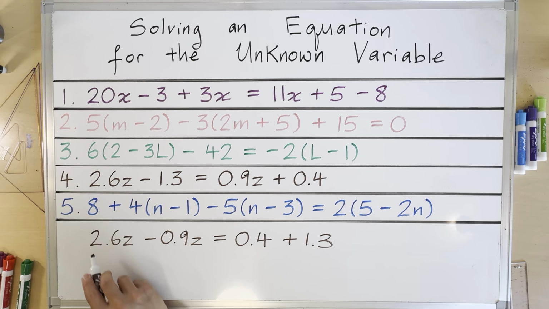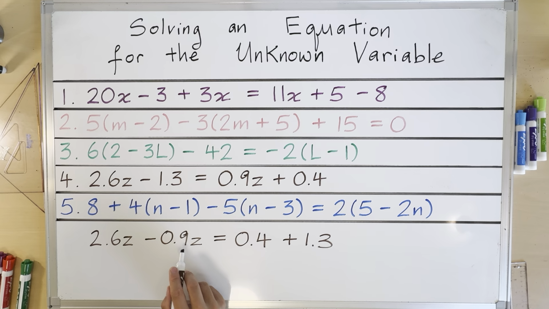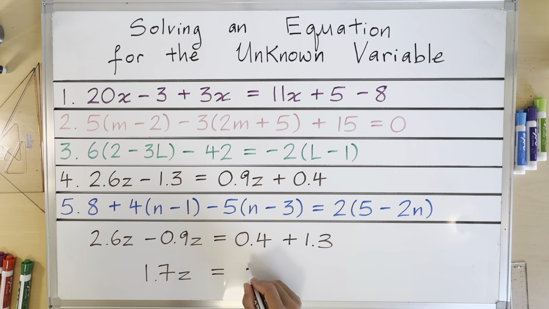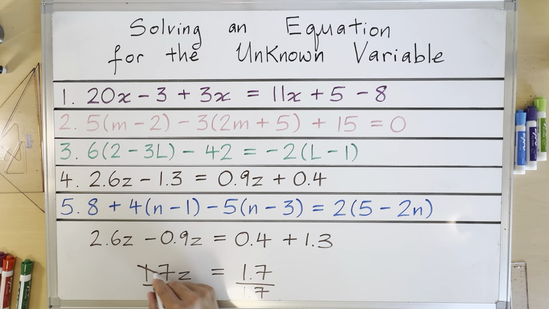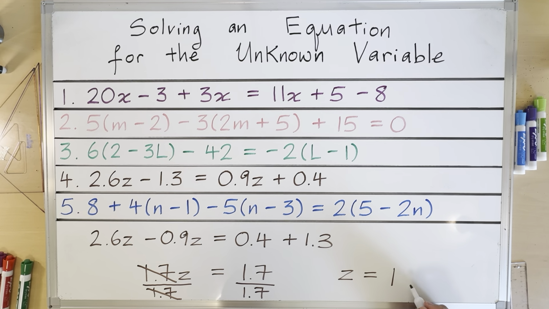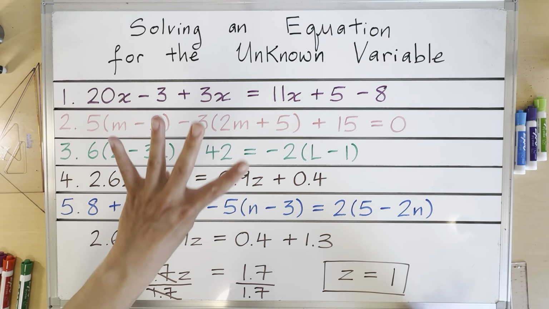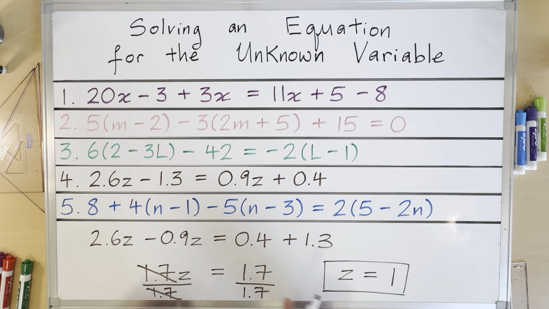Now, 2.6z minus 0.9z is equal to 1.7z. 0.4 plus 1.3 is equal to positive 1.7. And dividing both sides of the equation by positive 1.7 will help us to isolate the variable letter z. So the 1.7 cancels out. That leaves us with z is equal to 1.7 divided by 1.7, and that gives us 1. And so therefore, for problem number 4, the variable letter z is equal to 1.